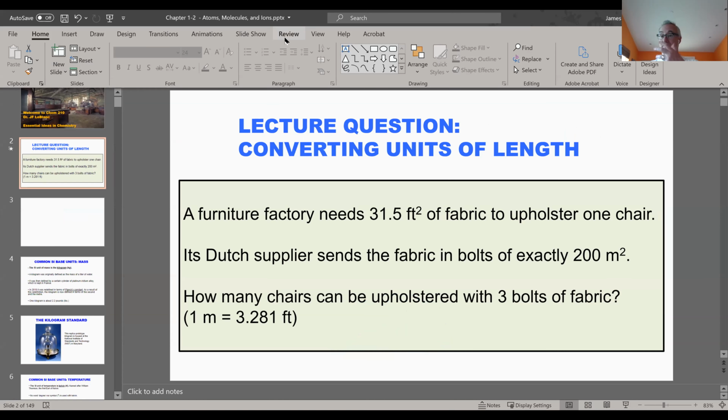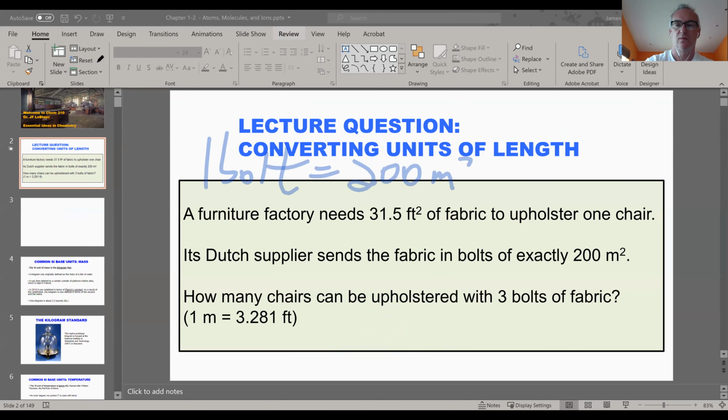Oh, okay. I think you're just unfamiliar with the term bolt. Bolt is just a measure of fabric. So one bolt is equal to 200 square meters. So three bolts is equal to 600 square meters. That's all. So we're just going to use the 600 at the beginning of the conversion. Yeah, a bolt is just a big, long piece of fabric. That's all it is.